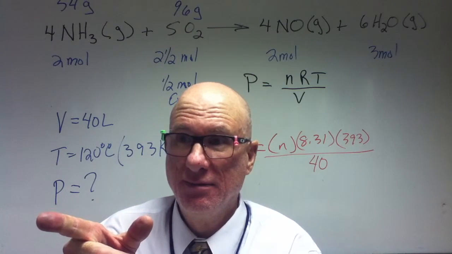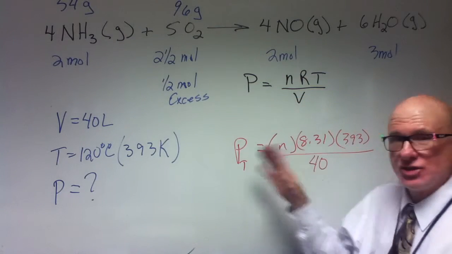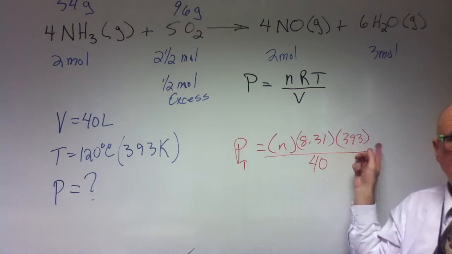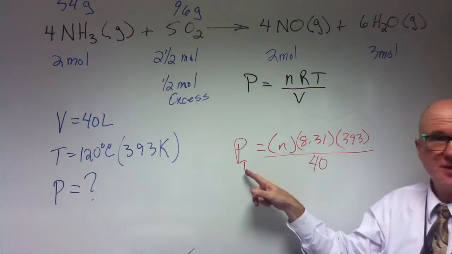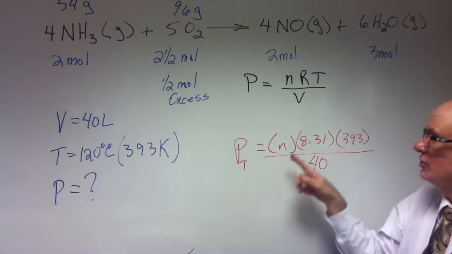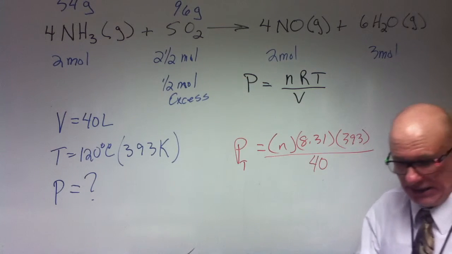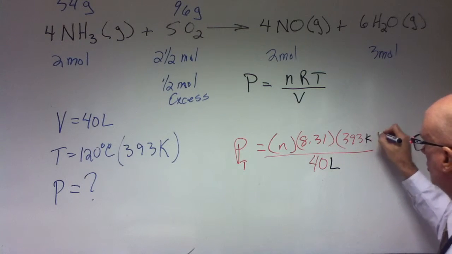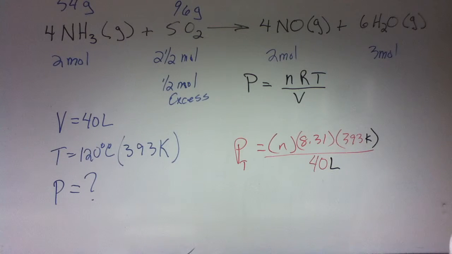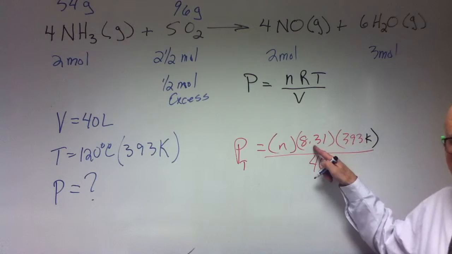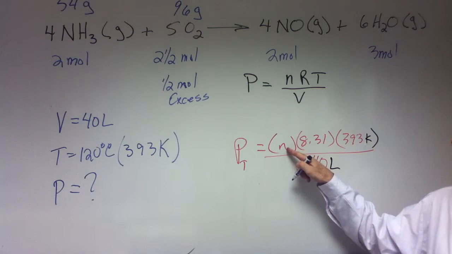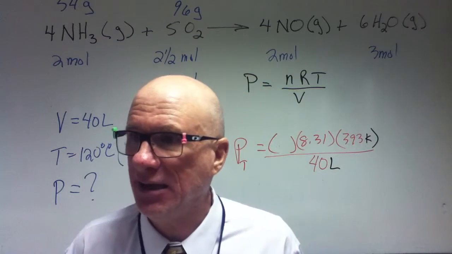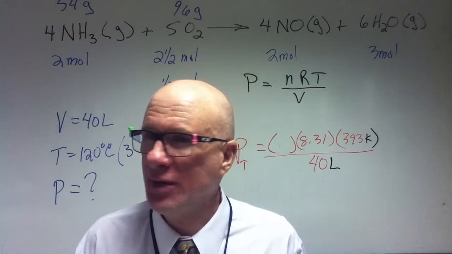Are you with me? Okay, look. This is the total pressure. So the total number of moles, according to this equation, is going to influence this pressure. Wouldn't you say the volume is 40? That's easy. The temperature is going to be 393. That's given. This is R, right? So I'm left with the moles. I need the total number of moles in that can after the reaction takes place.